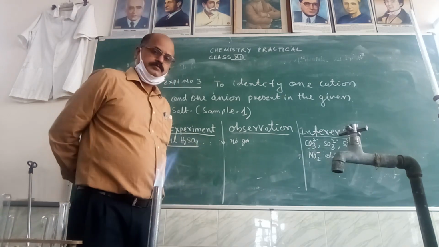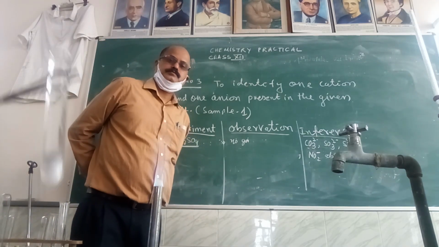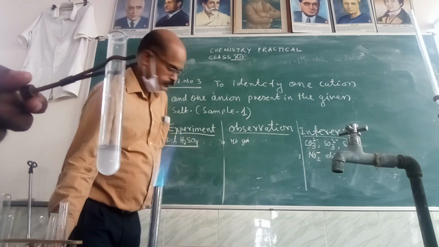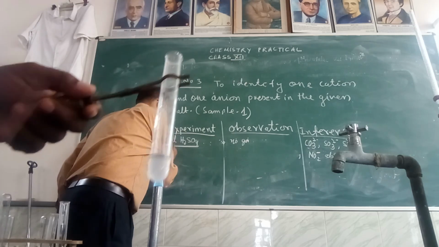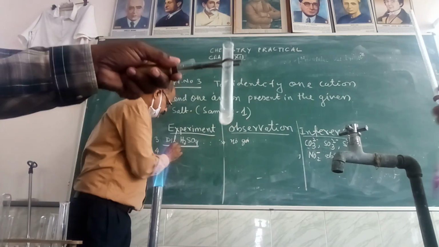Then we will perform what is called the potassium permanganate solution test. For that purpose, to this salt solution with sulfuric acid, add 1 to 2 drops of potassium permanganate solution.